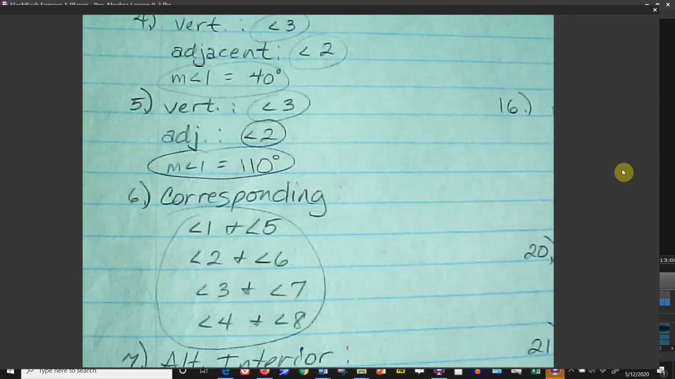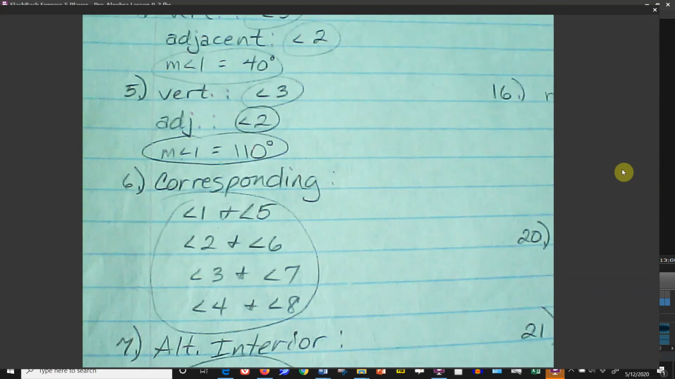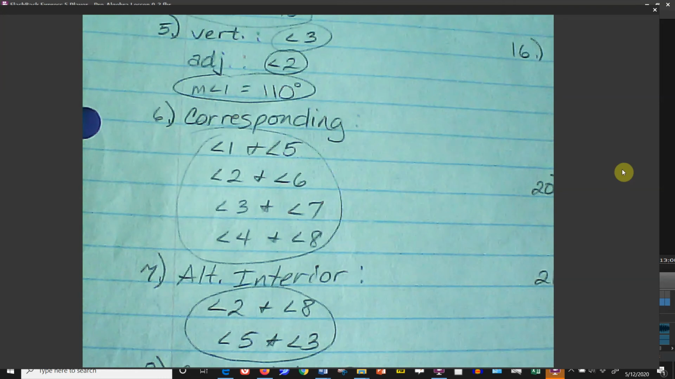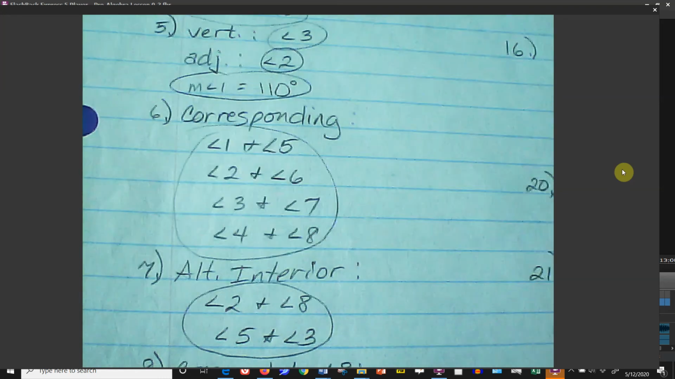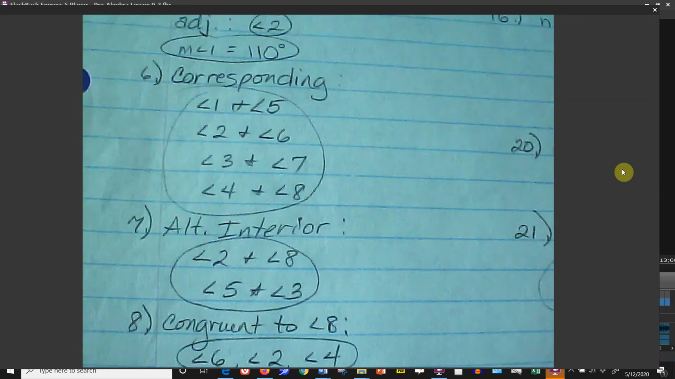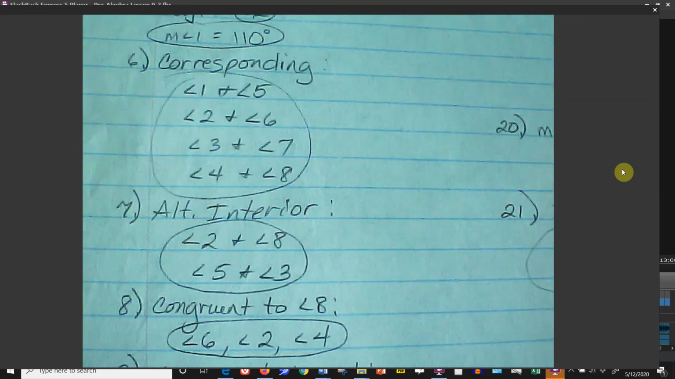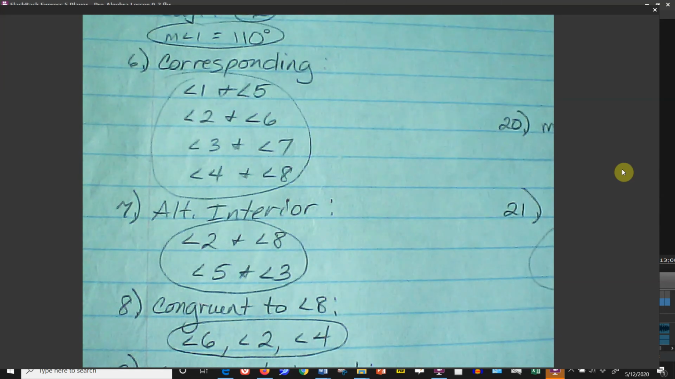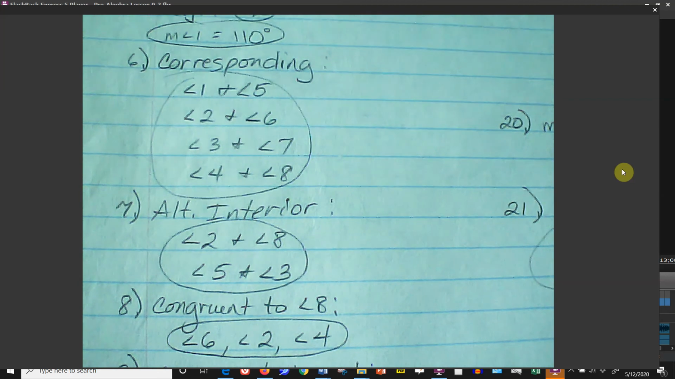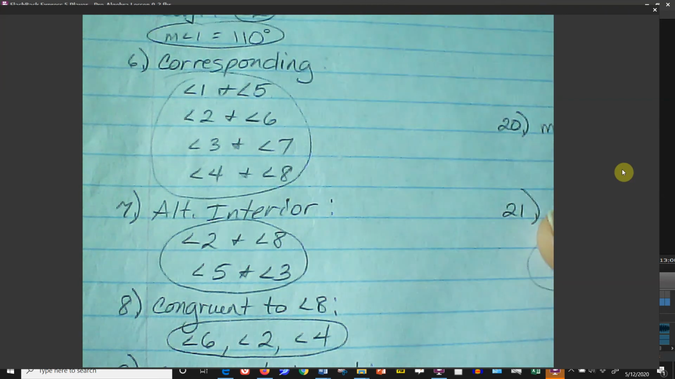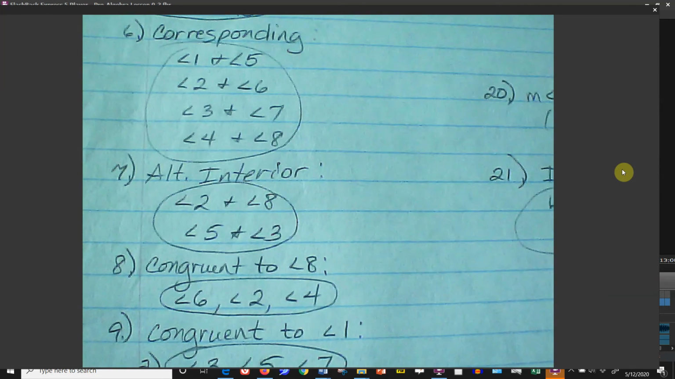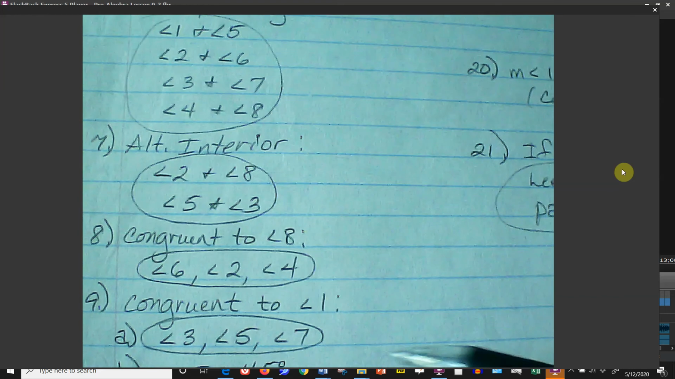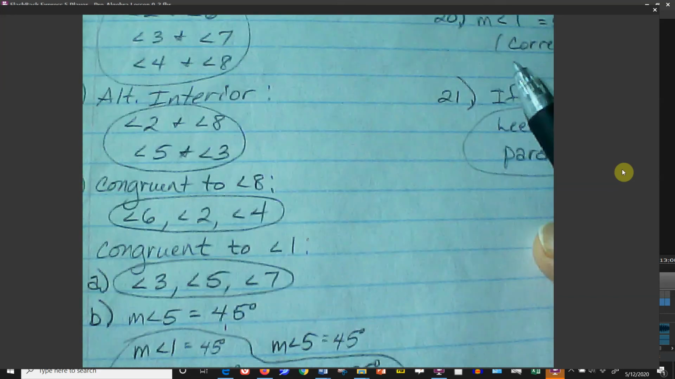Number 7, alternate interior has to be between the parallel lines and on opposite sides. So angle 2 and angle 8, angle 5 and angle 3 are the pairs of alternate interior. Number 8, an angle congruent to angle 8 would be angle 6, angle 2, and angle 4 based on the relationship to angle 8. So if it's vertical, or if it's corresponding, or if it's alternate interior, it will still be congruent to angle 8. Congruent to angle 1 in the next figure for number 9 would be angle 3, angle 5, and angle 7. Again, based on the relationship that we already looked at with other ones.